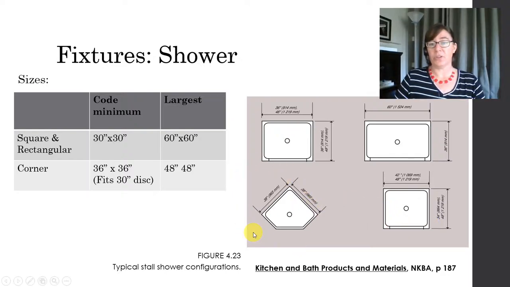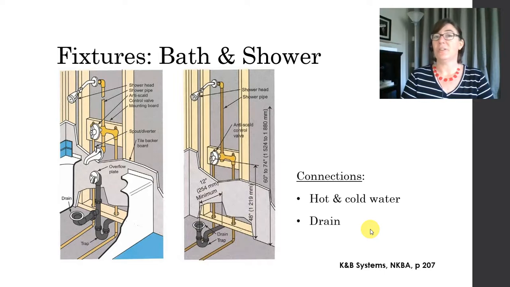And finally, here's that corner shower. On your corner shower, this 45-degree angle is going to be where your shower door is. And the shower head will be either on this wall or on this wall, depending on your plumbing configuration. What connections do your bath and shower fixtures need? They need hot and cold water supply, and they need a drain. And like we saw in the last video, I should have written it on this slide, they will also be connected to the vent or the soil stack.